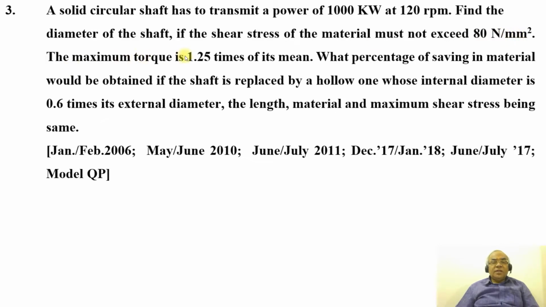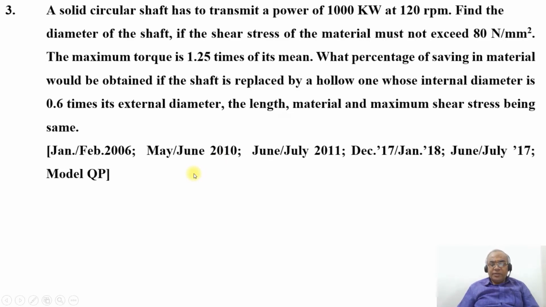The maximum torque is 1.25 times of its mean. What percentage of saving in material would be obtained if the shaft is replaced by a hollow one, whose internal diameter is 0.6 times its external diameter? The length, material, and maximum shear stress being the same. This has been asked quite a number of times in the examination, so this is going to be one of the important problems.